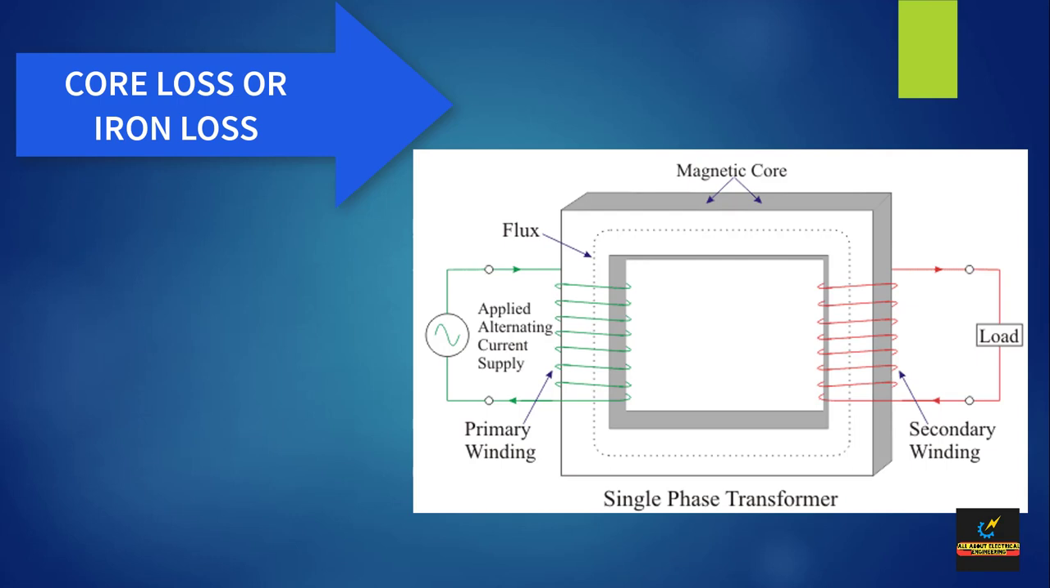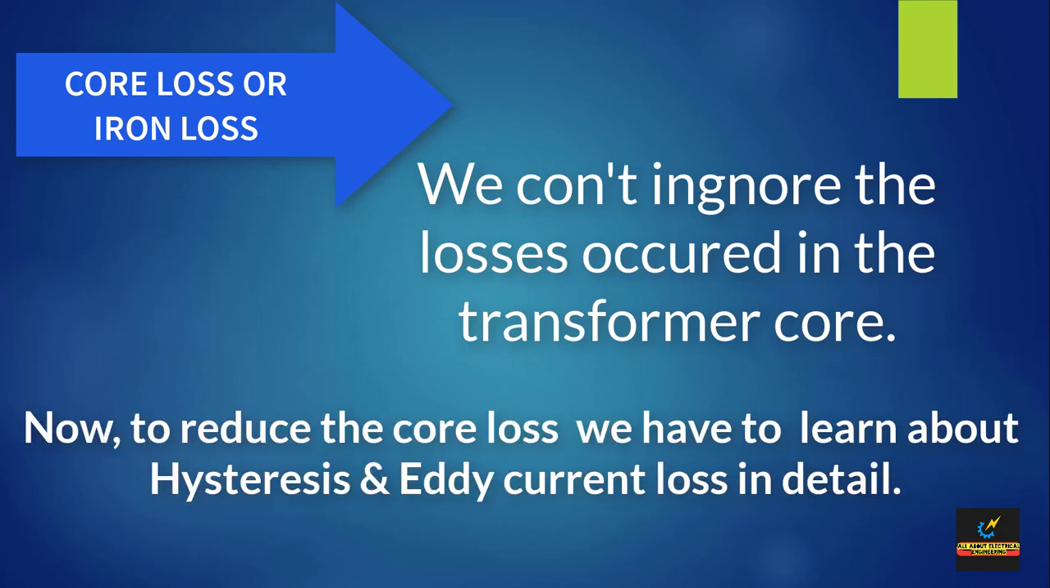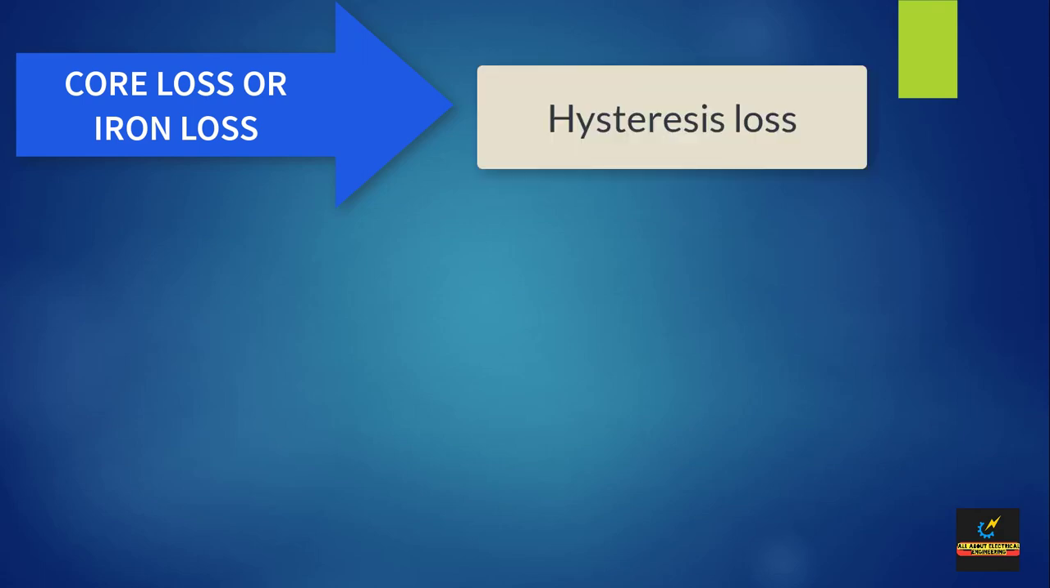Now, the main purpose of the magnetic core is to channel the magnetic flux generated by the current flowing around the primary coil, so that as much of it as possible links to the secondary coil. So, the magnetic core is a very important part of a transformer. We cannot ignore the loss occurring in the transformer core. Now, to reduce the core loss, we have to learn about hysteresis and eddy current loss in detail. Now, the question arises in your mind, what is hysteresis loss?